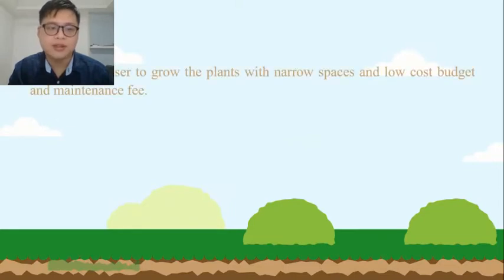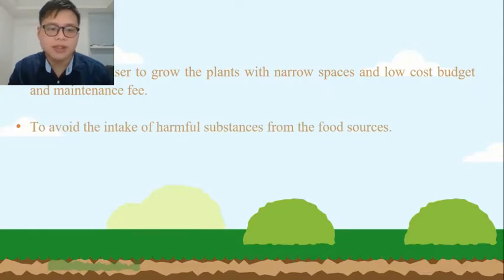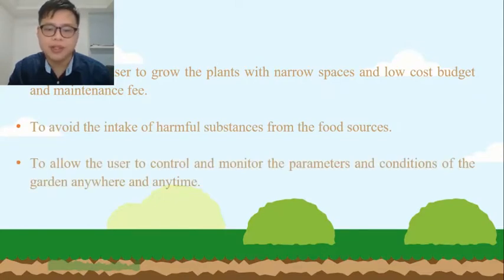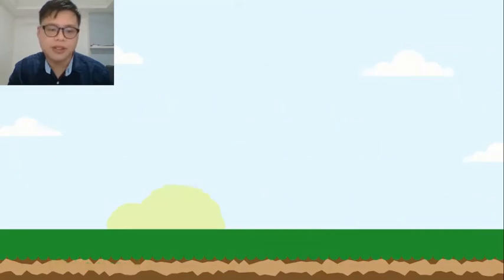Our objective is to allow the user to grow plants in narrow spaces on a low-cost budget, to avoid the intake of harmful substances, and to allow the user to control and monitor the parameters and conditions of the garden anywhere and anytime. Next, I will proceed to the project.